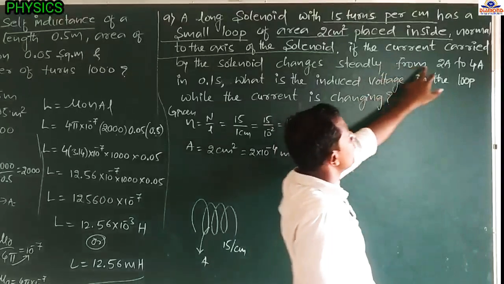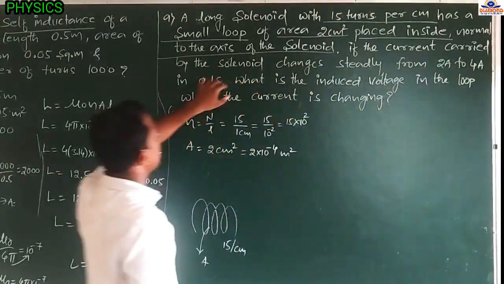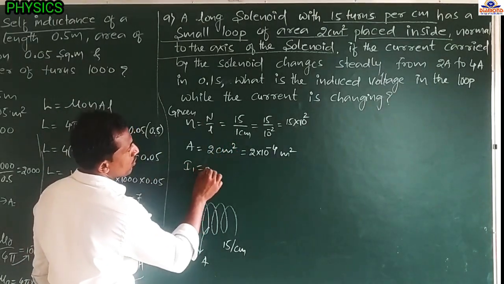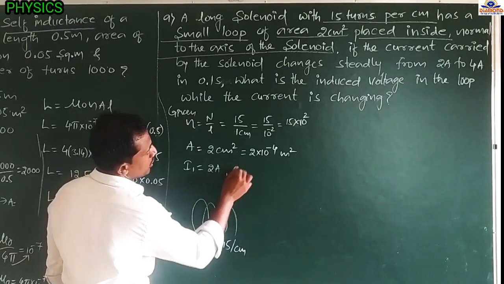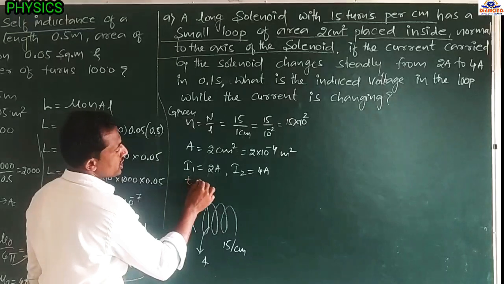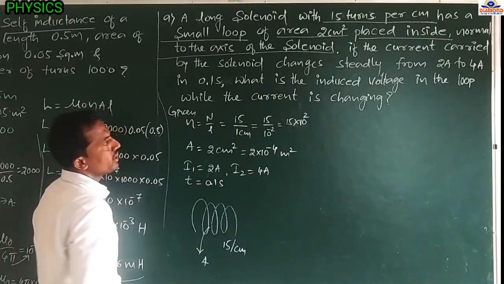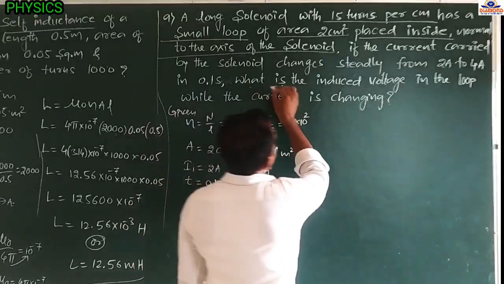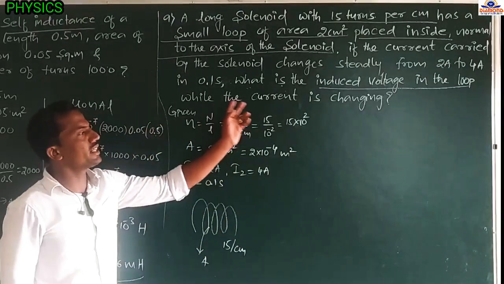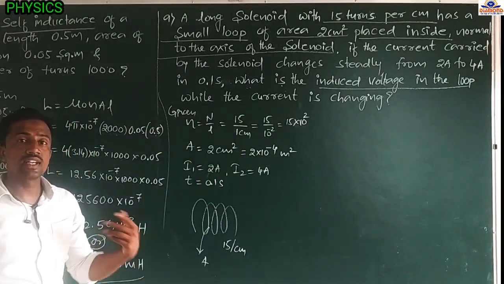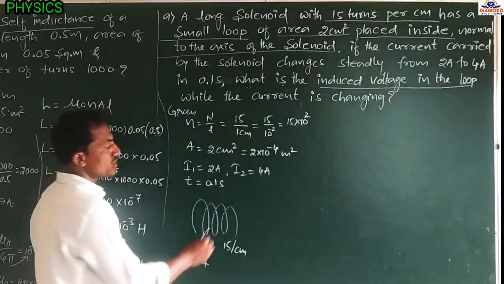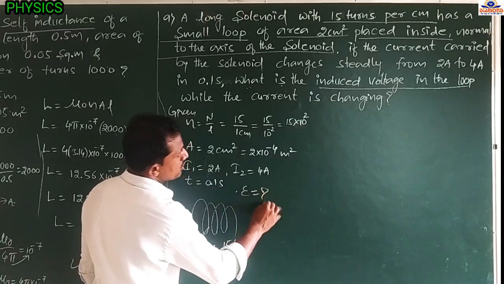If the current carried by the solenoid changes steadily from 2 ampere to 4 ampere in 0.1 second, the current value is changing in the circuit. I1 equals 2 ampere, I2 equals 4 ampere, and the time taken to change the current is 0.1 second. What is the induced voltage in the loop while the current is changing? Induced voltage means E equals question mark.